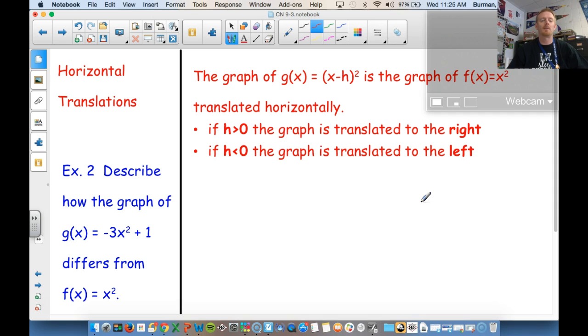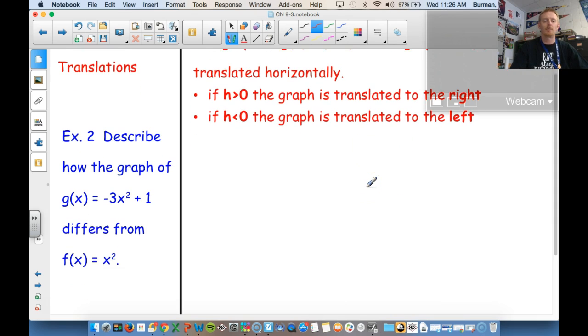Our last type of transformation we have is the horizontal translations. Now translations of the horizontal kind happen when we have a plus or a minus h in the squared stuff. So if h is greater than 0, the graph is translated to the right. If h is less than 0, the graph is translated to the left.